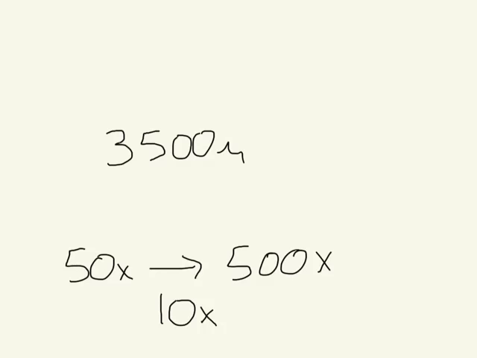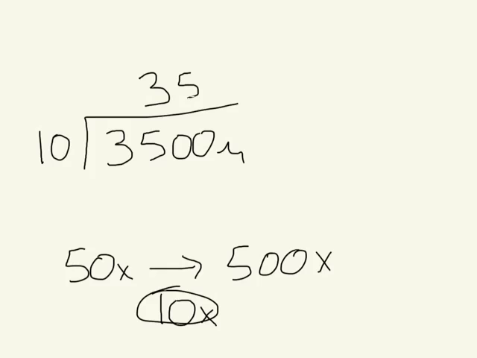So what we do then is simply divide by that amount of magnification. Since we went 50 to 500, a factor of 10, we just divide by that factor of 10, and it comes out to 350 microns is our new field of view.